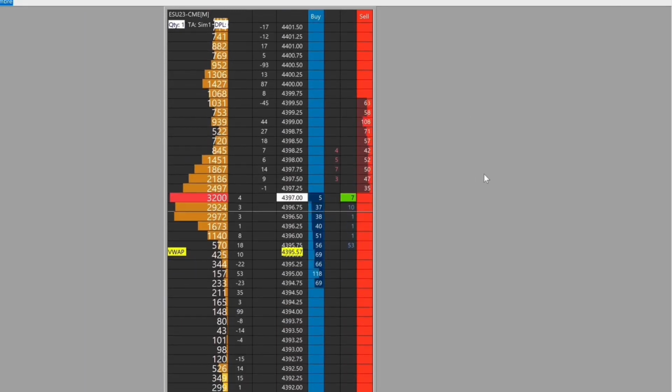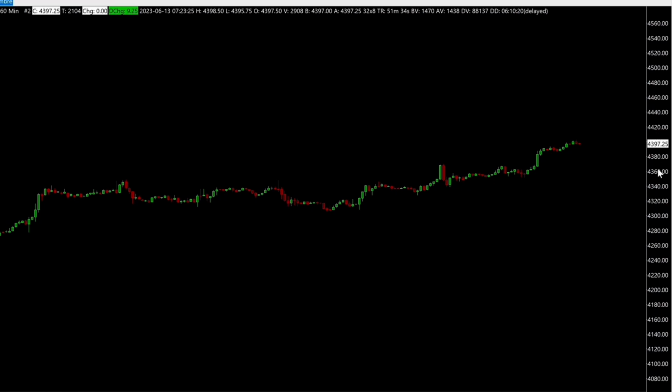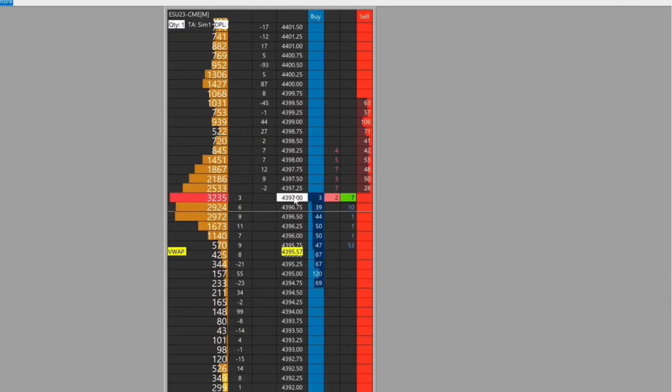Here the price is displayed vertically, so you can find the column here. It is this one, actually, here. It's the same. The current price is at 4,397, and here the current price is at 4,397.